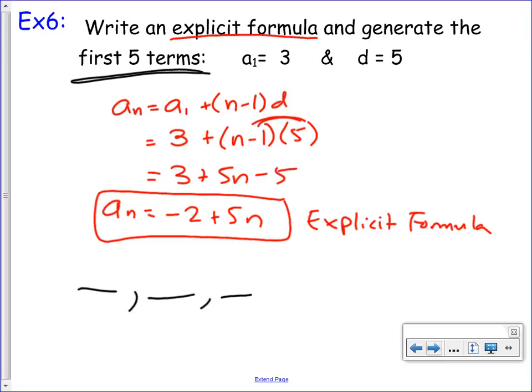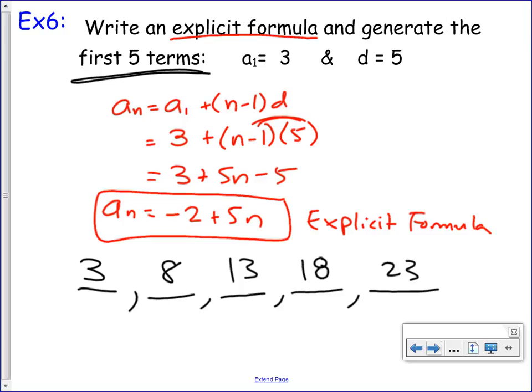1, 2, 3, 4, 5. First number is 3, then 8, then 13, then 18, then 23. The first number is 3 and you add 5 every time. So there's the first 5 numbers.